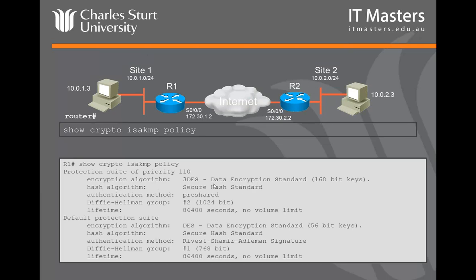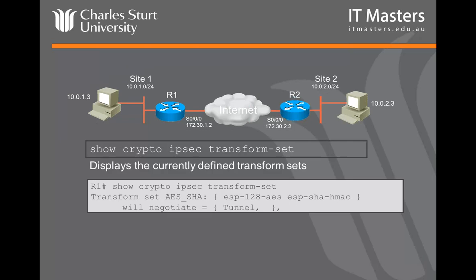ISAKMP policy, again, these show the policies that are actually on your router. It doesn't necessarily show that the tunnel's up, same as the last one. It'll show you the configuration that you've got on your router, much as a show run would, but in this case a little bit more information. It's a little bit easier to read than it is sometimes in the configuration, particularly if you have a lot of policies. So show crypto IPSec transform set.